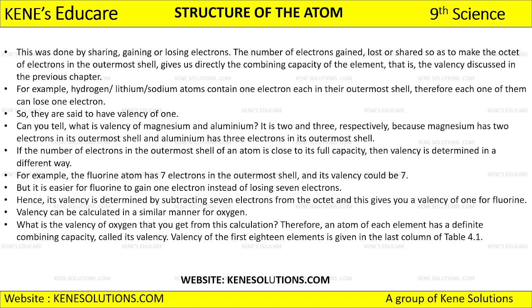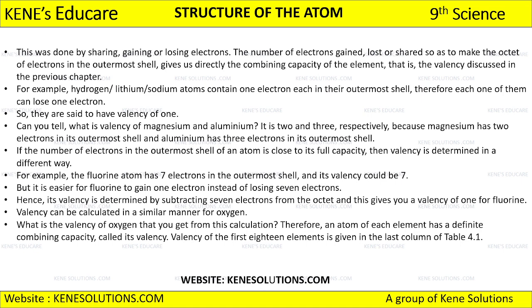So valency can be calculated in a similar manner for oxygen as well. Getting it? So what is the valency of oxygen that you get from this calculation? The atomic number of oxygen is 8, right? So the electron distribution is 2, 6. So what is oxygen going to do? Donating 6 electrons is going to take much energy, so it is going to take 2 electrons. So the valency of oxygen becomes 2 over here.